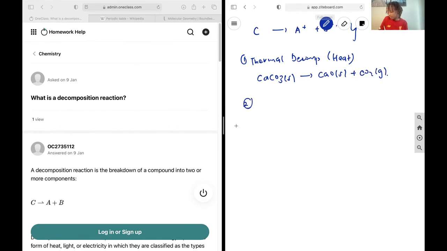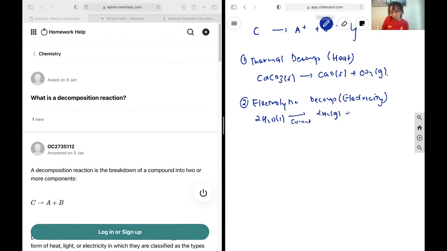Next up, we have electrolytic decomposition. This is, of course, the case in which we're using electricity as the form of energy to cause the decomposition. A good example of this would be water decomposing under current to become 2H2 and O2. As I said, it would typically decompose just into its constituents, how they tend to be at room temperature. So hydrogen gas is typically a gas, oxygen is typically a gas, CO2 is a gas, calcium oxide would be solid, and so on and so forth.